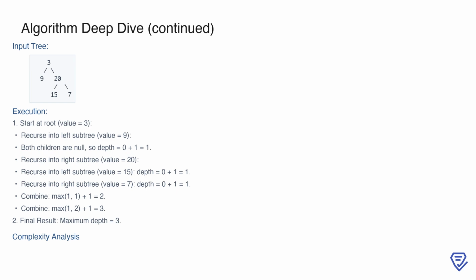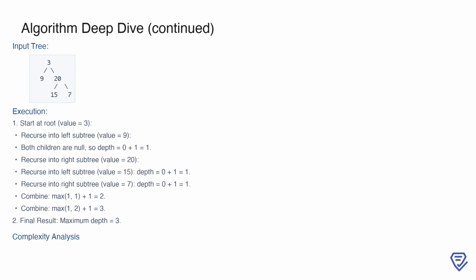Let's walk through an example to see the algorithm in action. Consider a tree with the root node having a value of 3. From the root, the left subtree contains a single node with a value of 9, which has no children. Recursing into this subtree, we find that both children are null, so the depth is 0 plus 1, which equals 1. On the right subtree of the root, the node with value 20 has two children, 15 on the left and 7 on the right. Both of these nodes have no children, so their depths are 0 plus 1, which is equal to 1.